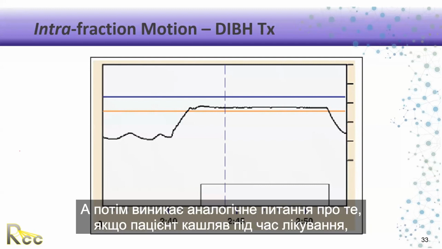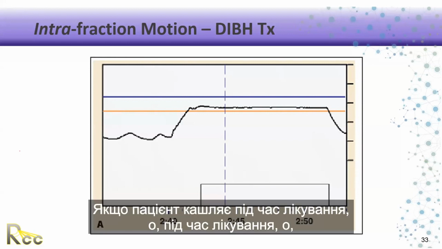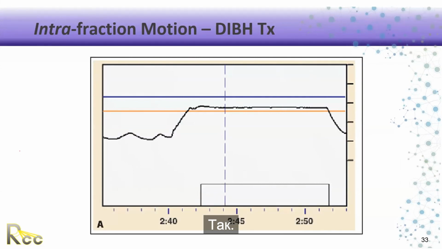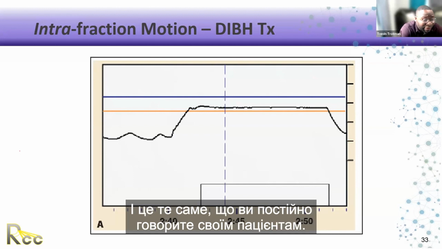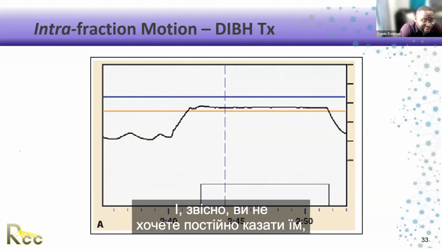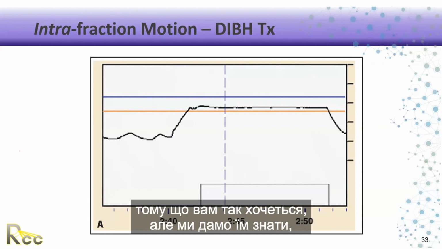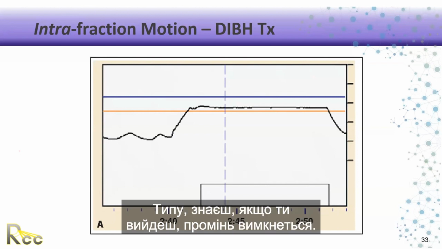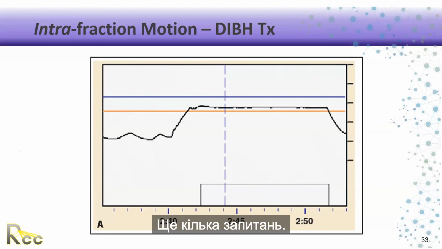And then there's a similar question about if a patient coughed during treatment while they were doing breath hold. If a patient coughs during treatment, the beam shuts off. That's the best part about the breath hold. And that's the same thing you tell your patients all the time. Of course, you don't want to tell them they can just jump out of the gate all the time, because you'd rather they stay in, but we'll let them know it's okay. If you come out, the beam will shut off. So that's fine.